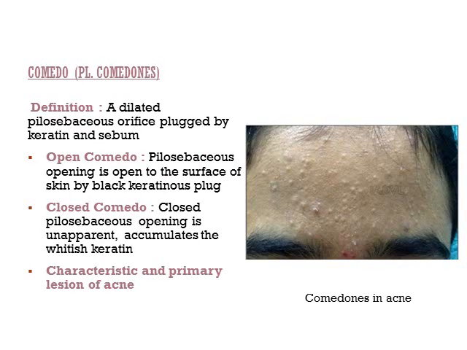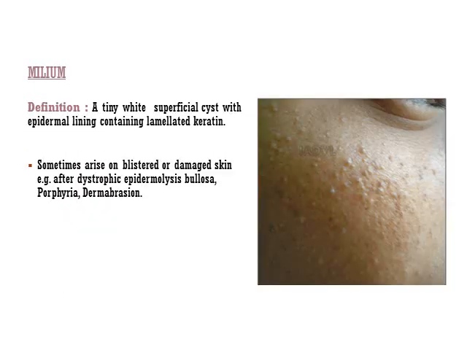Comedones are dilated pilosebaceous orifices plugged by keratin and sebum. This is one of the types of acne, whiteheads and blackheads, what we call closed comedones and open comedones. Whiteheads are closed comedones, whereas open comedones are blackheads. Milium is a tiny white superficial cyst with epidermal lining containing lamellated keratin, sometimes arising from blistered or damaged skin. So these are small cysts which contain degenerated keratin.